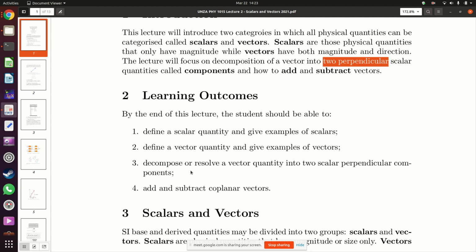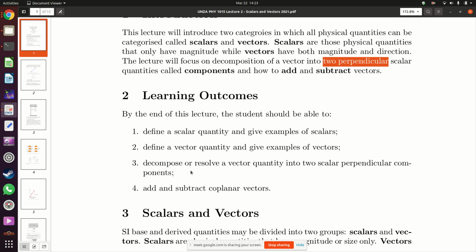When in fact they are how much of a vector is pointing in a particular direction. Okay, so once we have components, then because they are pointing in a specific direction, we can add them the way we add scalars.